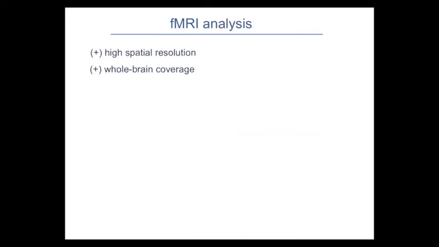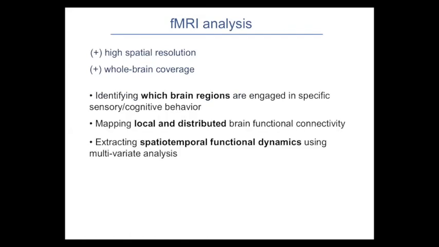So to go on with analysis, we just go back to the benefits of fMRI. Compared to other imaging modalities, it really has better spatial resolution. That means it can localize which brain regions are activated. And it also has whole brain coverage to look at large scale organization or interaction between different regions. There are lots of types of fMRI analysis. I just briefly cover two types. The first is what I just mentioned, leveraging the high spatial resolution to see which regions are activated by specific sensory or cognitive behavior. And second is to use fMRI to infer local and distributed functional connectivity.